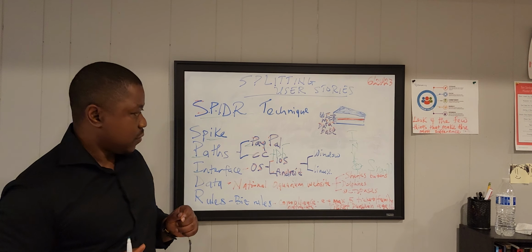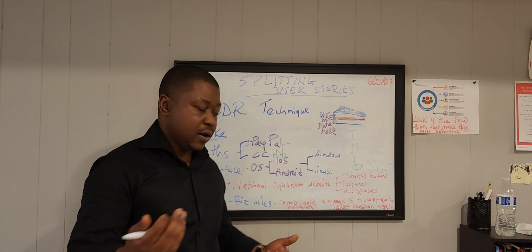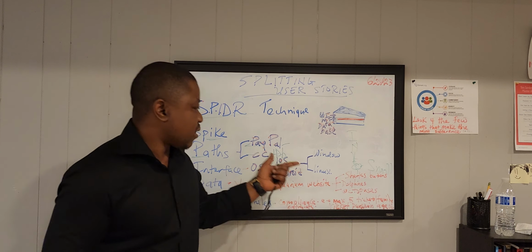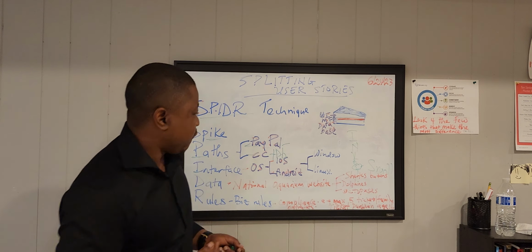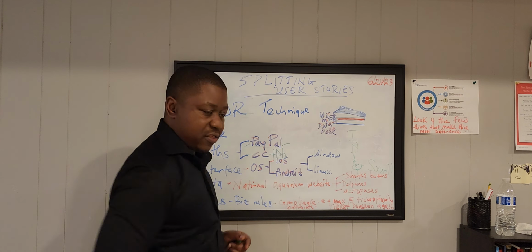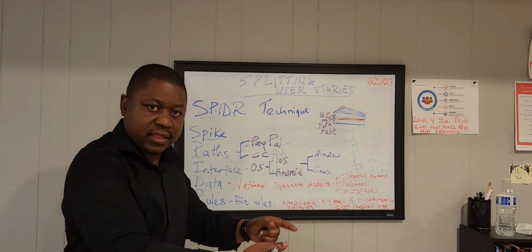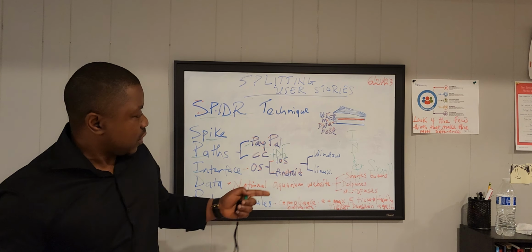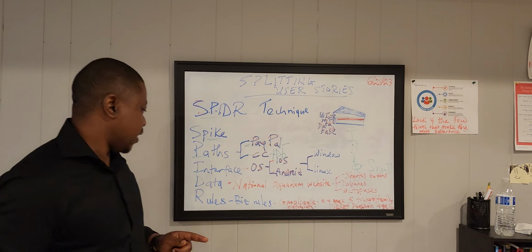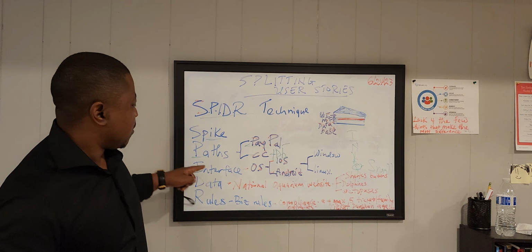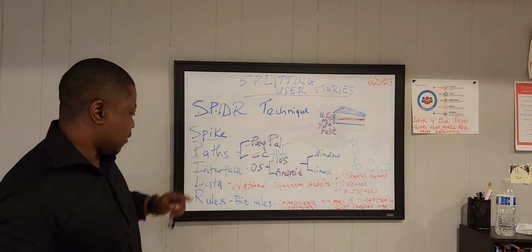So one user story can cater for Android users, and another user story can cater for those with Apple smartphones. Then, for those that are using laptops, for example, one user story can cater for users that have Linux operating system, and another user story can actually cater for users that are using the Windows operating system. So that's how you can split a user story based on the interface.